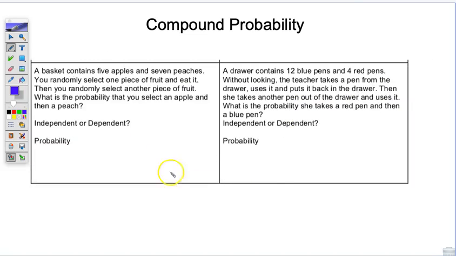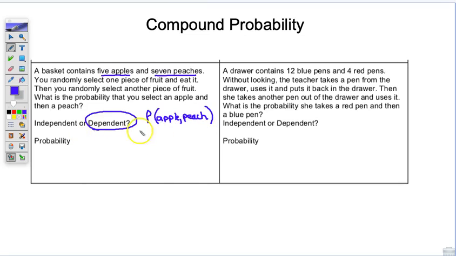Let's take a look at 2 more examples. A basket contains 5 apples and 7 peaches. You randomly select one piece of fruit and eat it. Then you randomly select another piece of fruit. What is the probability that you select an apple and then a peach? This is going to be a dependent event because after we selected a piece of fruit, we actually ate it and it was no longer available. So we are looking for the probability of choosing an apple first and then a peach.